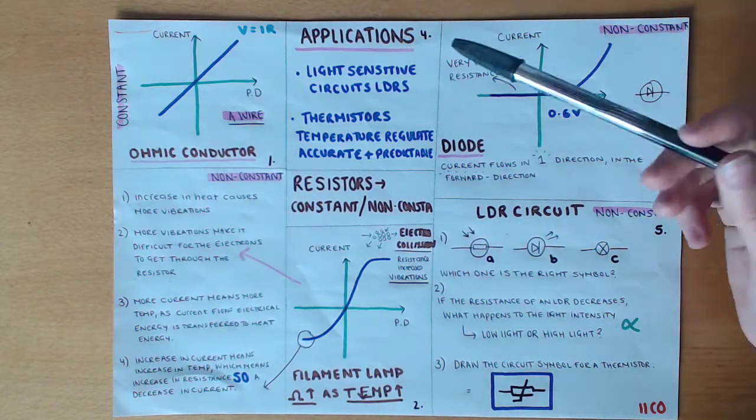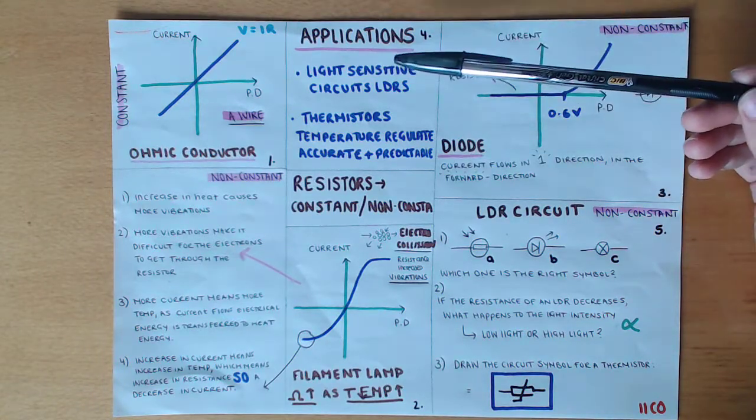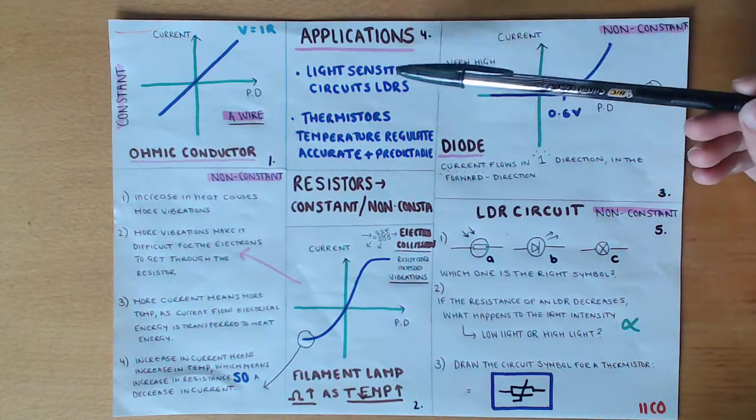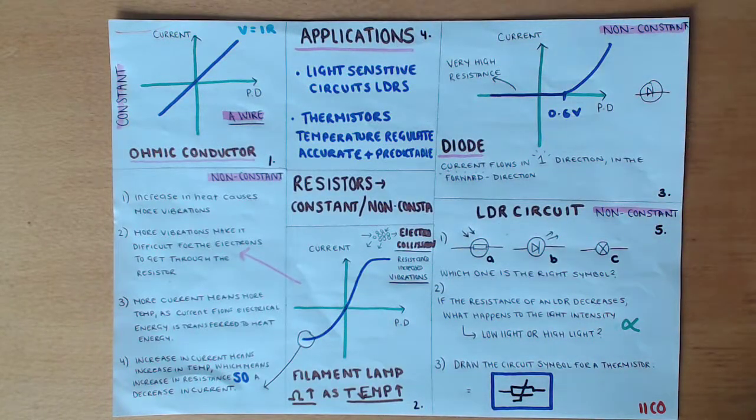Okay, now a few applications of these things. A few applications of actually LDRs and thermistors, which are non-constant. I haven't drawn a graph of them because for our exam we don't really need to know a graph. But for an LDR, we use them for light-sensitive circuits, and for a thermistor, we use them for like temperature regulation stuff. They're incredibly accurate and sort of predictable, so they're kind of useful for what we need.